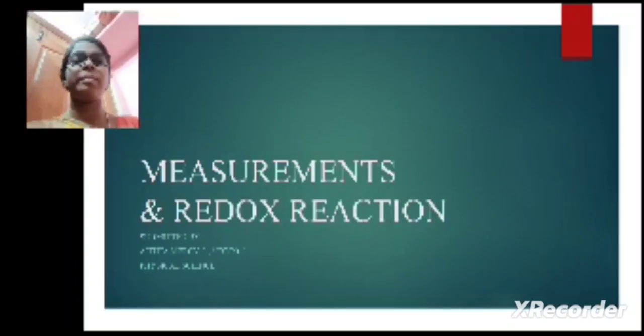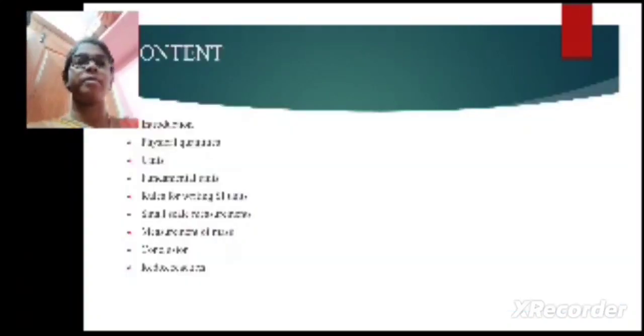We are going to learn about measurements and redox reactions. What is the content today? We are going to see the introduction, physical quantities, units, fundamental quantities, rules for writing SI units, small scale measurements, measurement of mass, and then the conclusion, and then redox reactions.